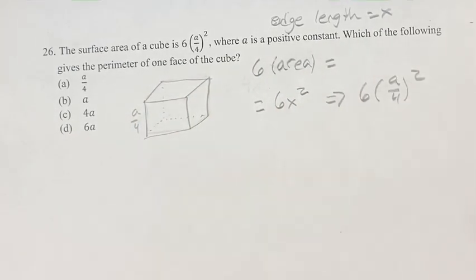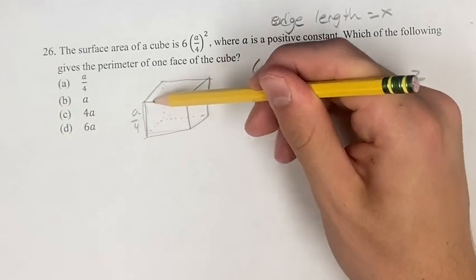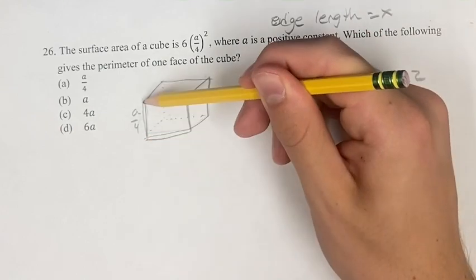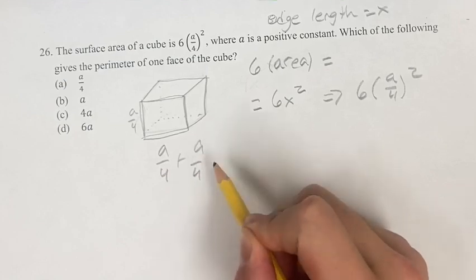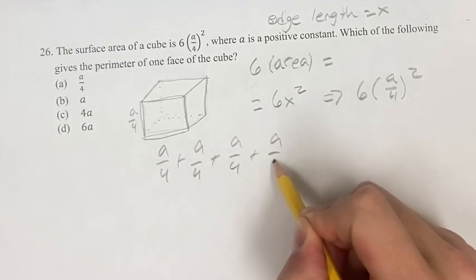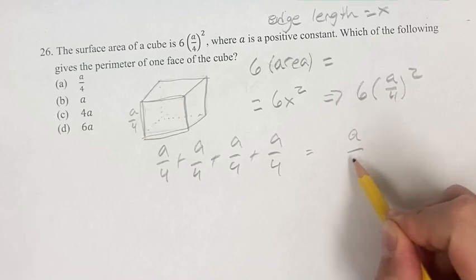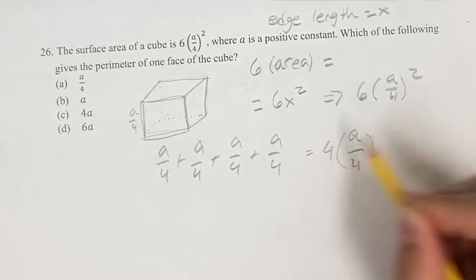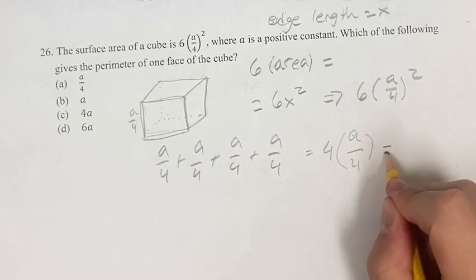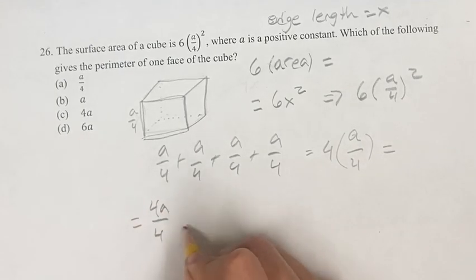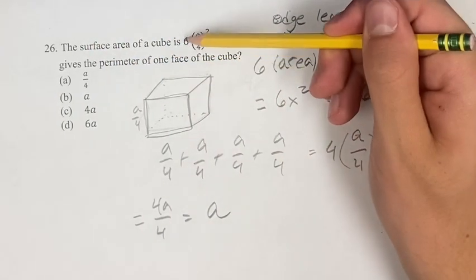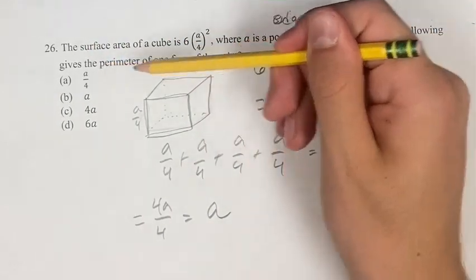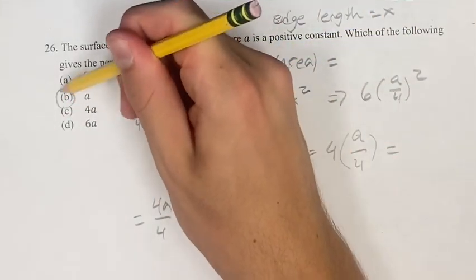So if that's true, which of the following is the perimeter of one face of the cube? Well, that's going to be one of these squares. What is its perimeter? It just has 4 sides of equal lengths. So it's a over 4, plus a over 4, plus a over 4, plus a over 4, or a over 4 times 4, which is just 4a over 4, and just a. So if the surface area of a cube is 6 times (a over 4) squared, the perimeter of one face of the cube is a, which is going to be B as your final answer.